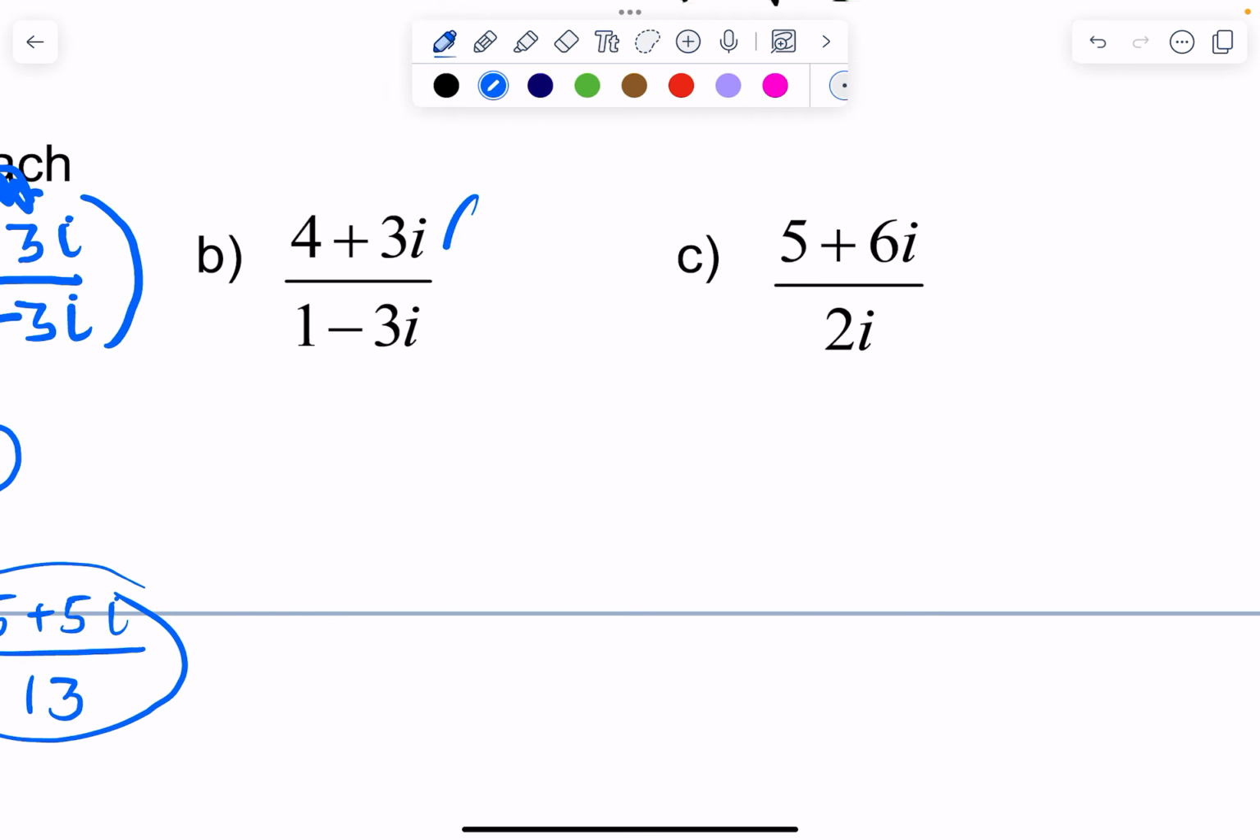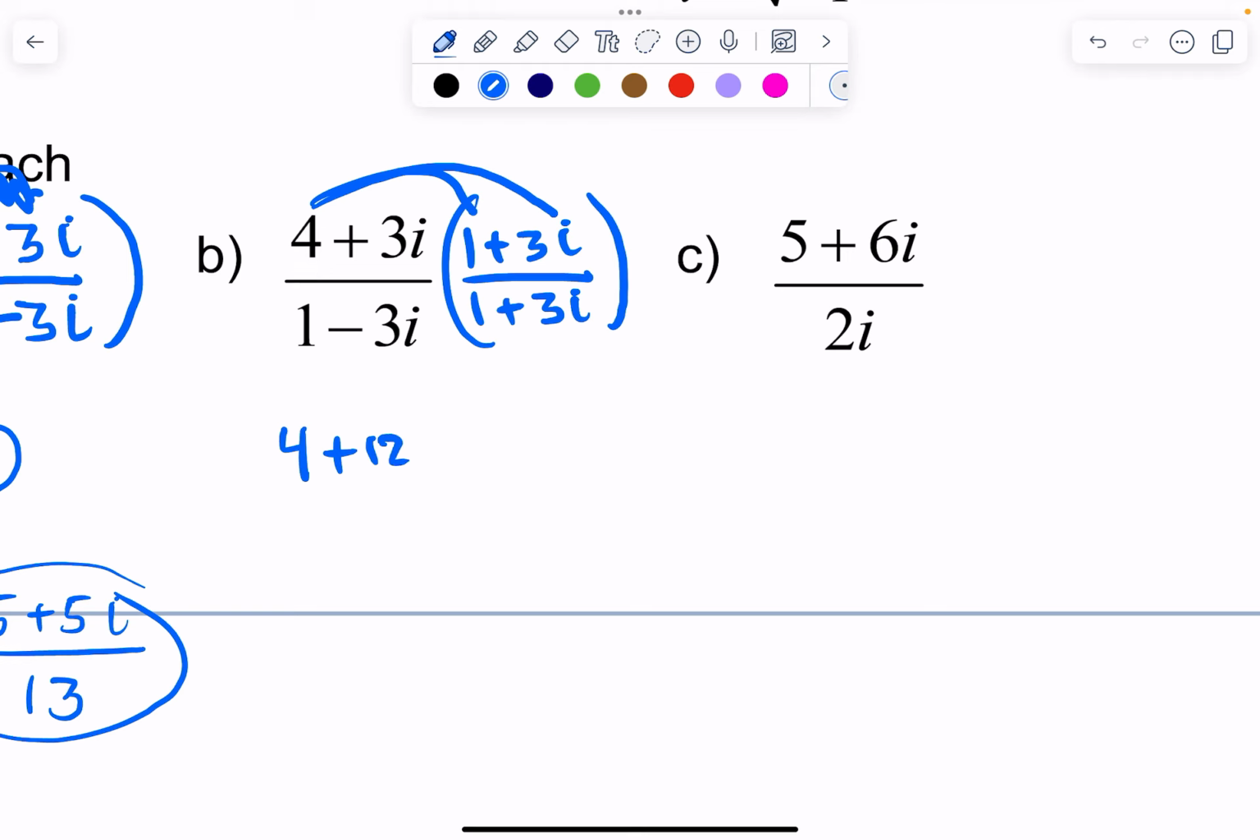Let's go ahead and use the conjugate to eliminate the denominator. So I'm going to multiply by 1 plus 3i. I'm going to go ahead and FOIL. 4 times 1 is 4. 4 times 3i is 12i. 3i times 1 is 3i. 3i times 3i is 9i squared.